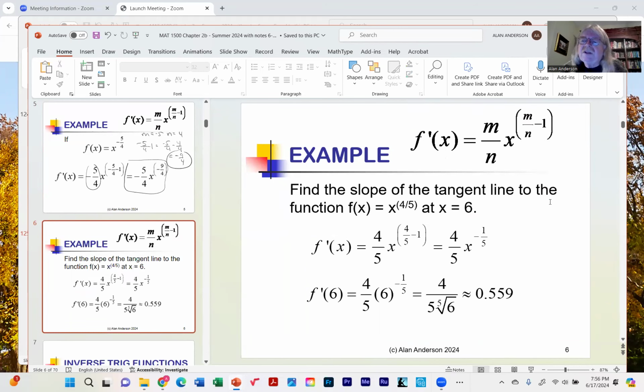Okay, so we're starting to get pretty good at this. m is 4 and n is 5. So that leaves us with this result for the derivative. And now we want to know the slope at 6. So we substitute x for 6. And here we can either leave it as 4/5 times the 5th root of 6, because that's what this is, by the way.